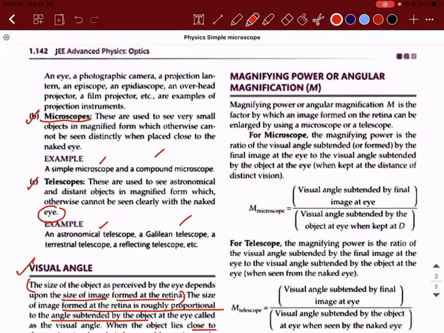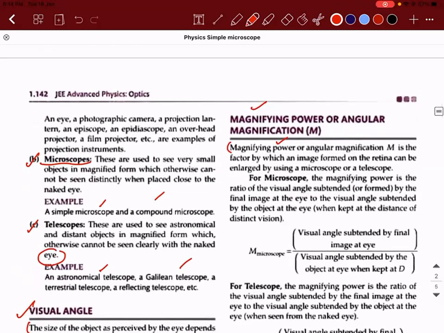So having all these things in mind, the first point that we are going to concentrate upon is the magnifying power or angular magnification. Whatever optical instrument you study, the major point you'll be concentrating upon is the magnifying power or angular magnification. Let's try to understand what this magnifying power is. Magnifying power and angular magnification both mean the same. This term magnification is not new to you. What does magnification mean?